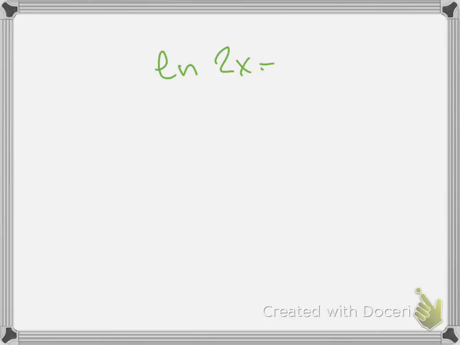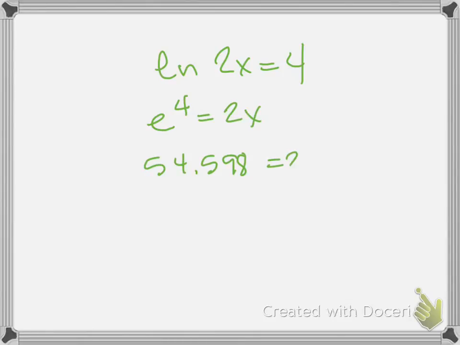Here we're going to look at using the natural log. We have the natural log of 2x is equal to 4. I rewrite it because we use exponents to solve logs. I rewrite it as e to the 4th is equal to 2x. I calculate e to the 4th on my calculator. I get 54.598 is equal to 2x. I have 27.3 is equal to x.